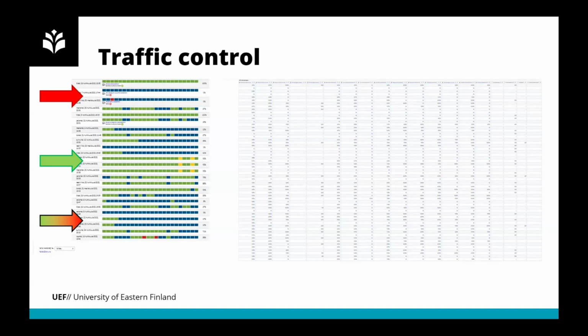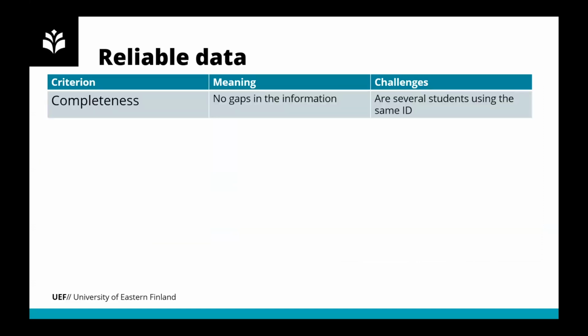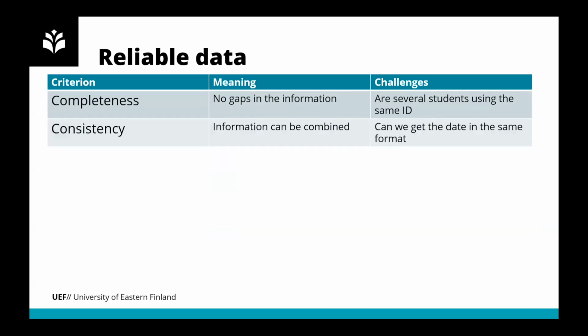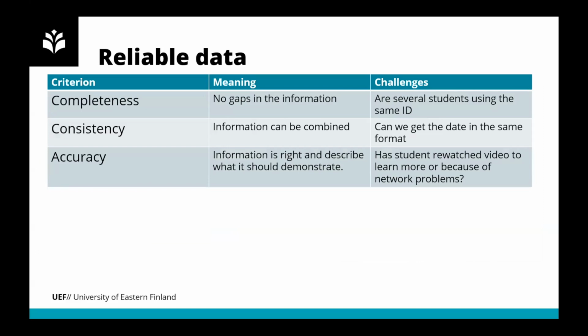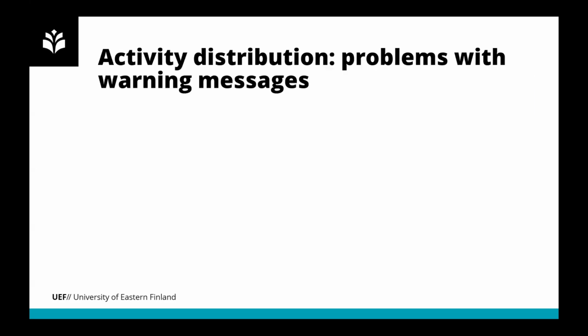So the Moodle data gives us several things, but it should be complete, so there should be no gaps. It should be consistent, so we can combine all the information. It should be accurate, timely, valid, and unique. But the challenge is that the information we get from Moodle is sometimes not extremely reliable.